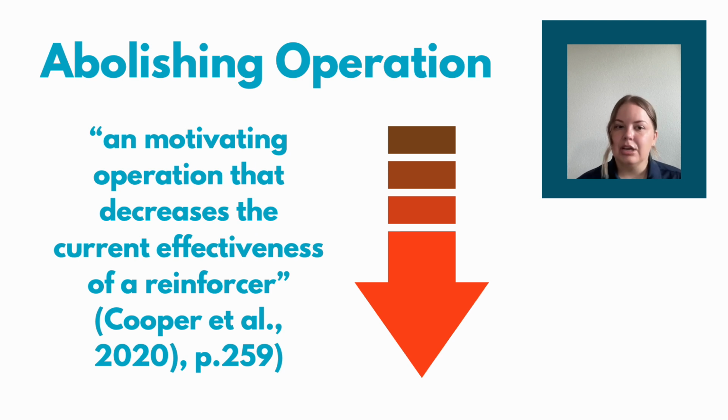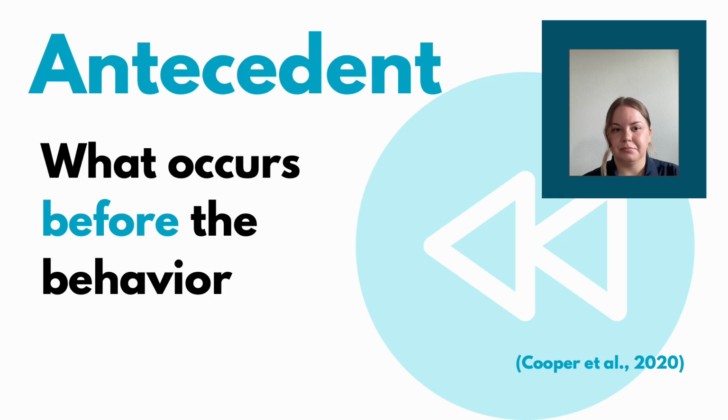On the other hand, we have abolishing operation. An abolishing operation is a motivating operation that decreases the current effectiveness of a reinforcer. So in that previous example, maybe we slept 8.5 hours that night and we're feeling really refreshed. That's going to decrease the value of the reinforcer, or in that case, coffee. So again, we have establishing operation and abolishing operation.